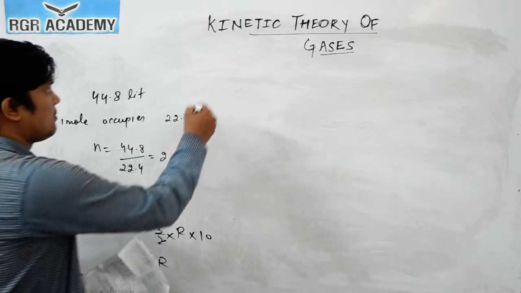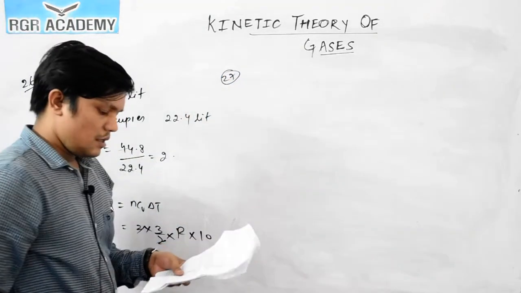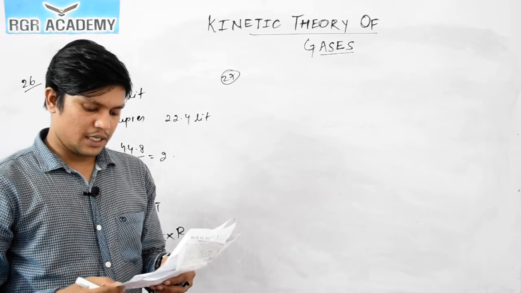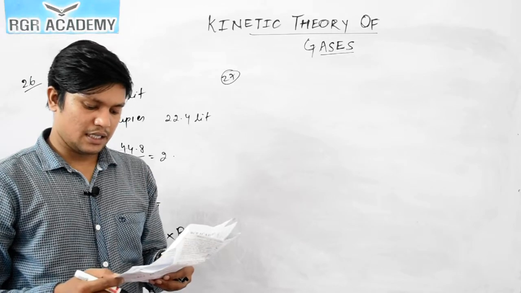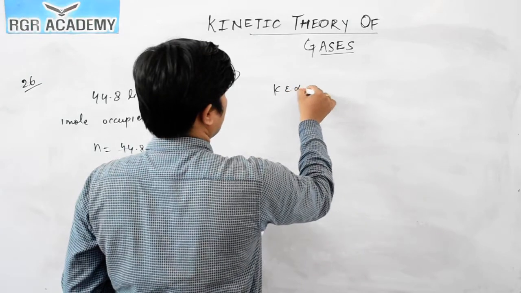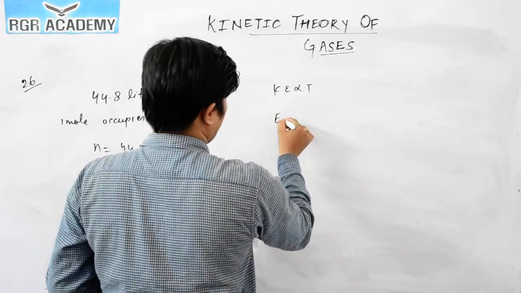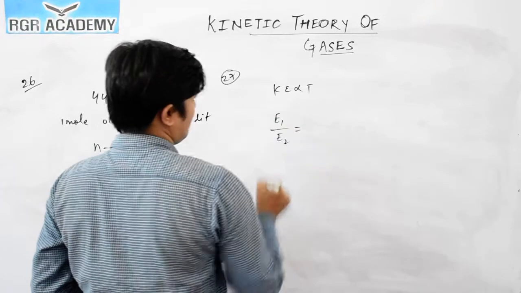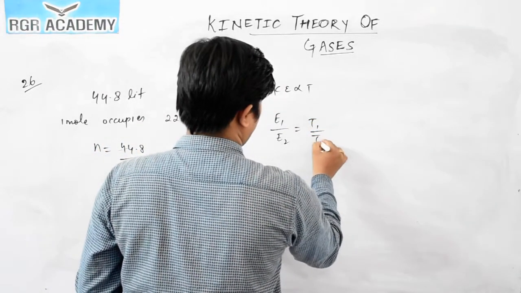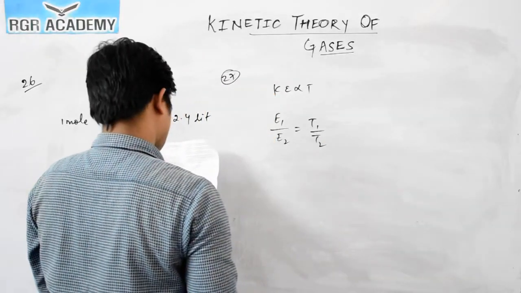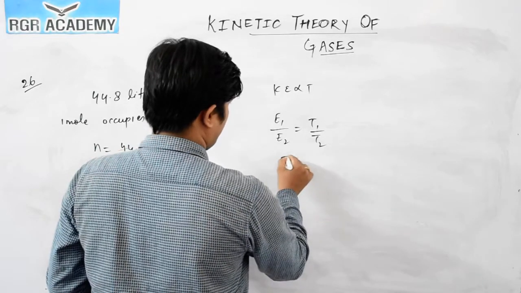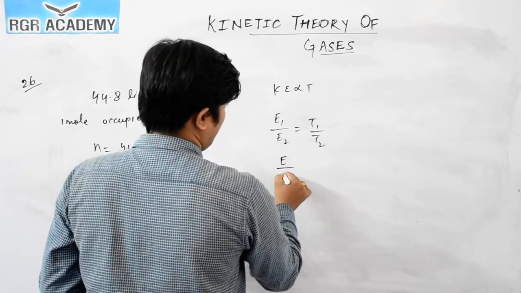Now question number 27. At which of the following temperatures would the molecules of a gas have twice the average kinetic energy that they will have at 20 degrees Celsius? We know that kinetic energy is proportional to temperature. So kinetic energy in the first case divided by kinetic energy in the second case will be equal to T1 by T2. If the kinetic energy E1 is E, then E2 will be 2E.